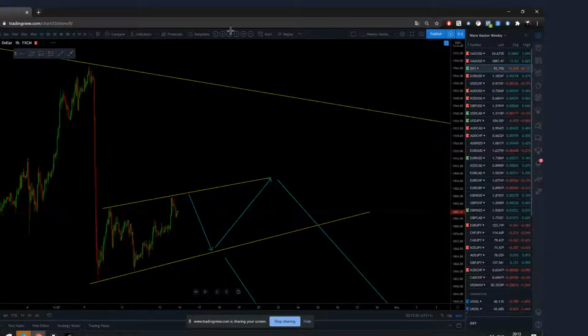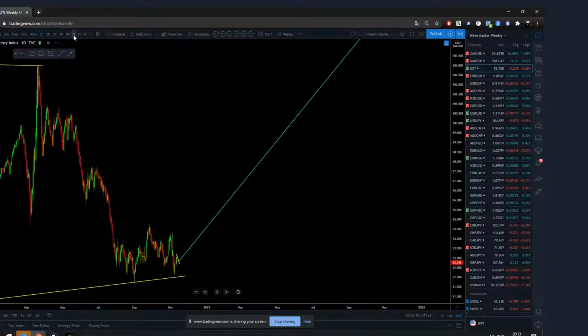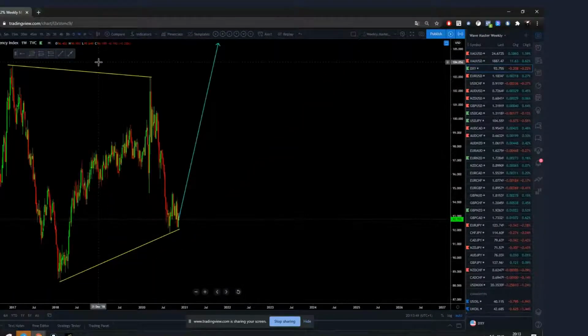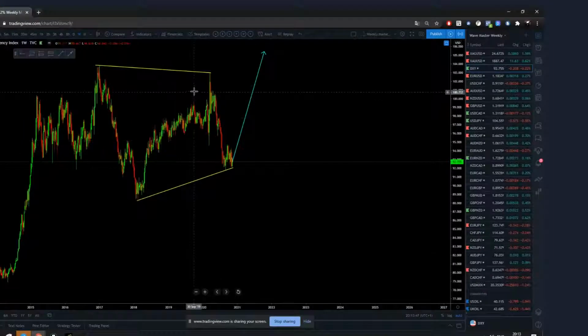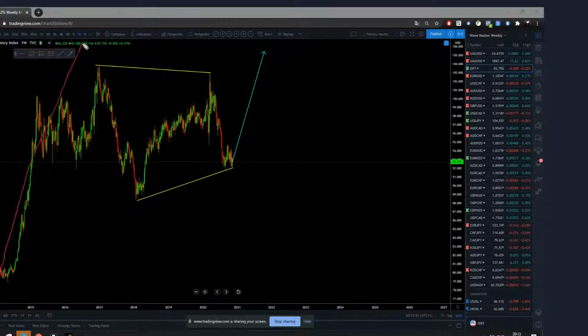So careful. DXY. Okay, DXY. What do we anticipate? This is the impulse and this is the contracting flat. So I do anticipate that the price will be moving to the upside.